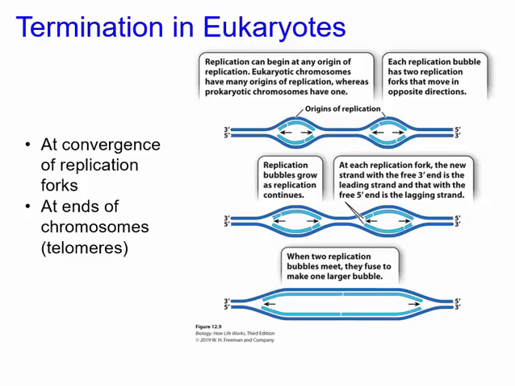How about eukaryotes? Well, we know there are multiple origins of replication. And so eventually these replication bubbles or replication forks are going to run into each other. So here we had two. As they get bigger, they eventually merge, forming this larger replication bubble. Now, as the replication forks work their way out to the ends of the chromosomes, they'll just run off the end, right? So that's how that's going to terminate on the ends.